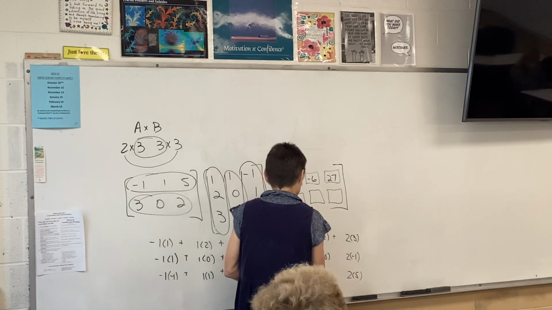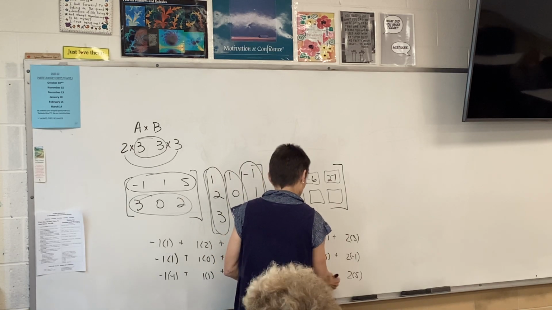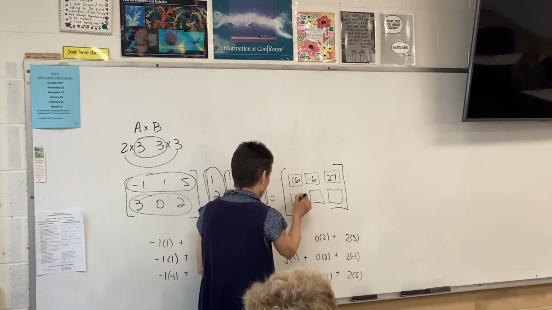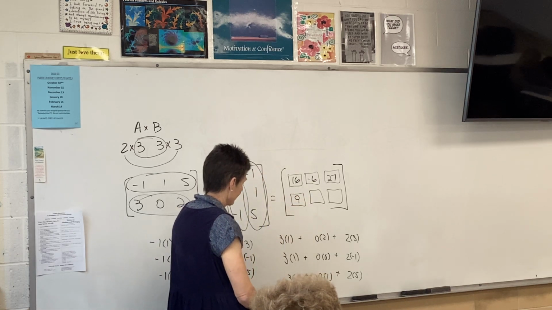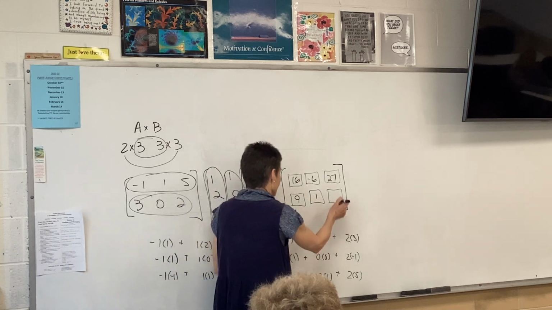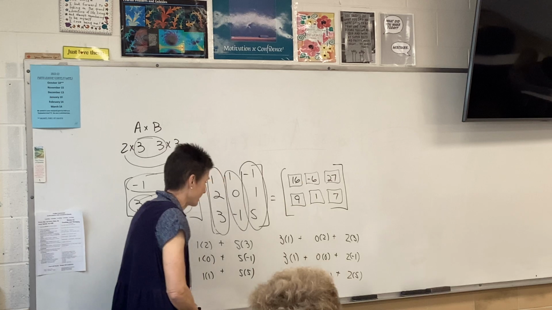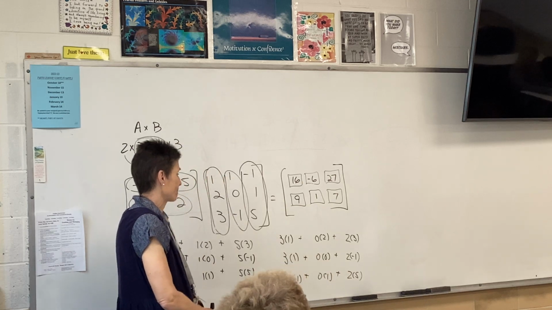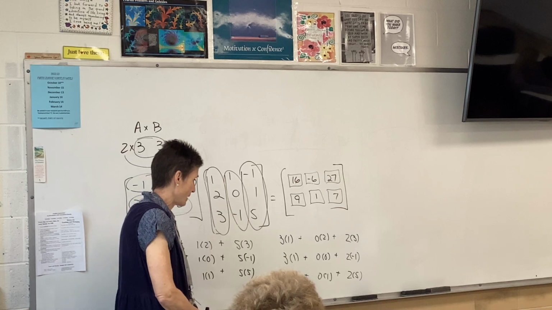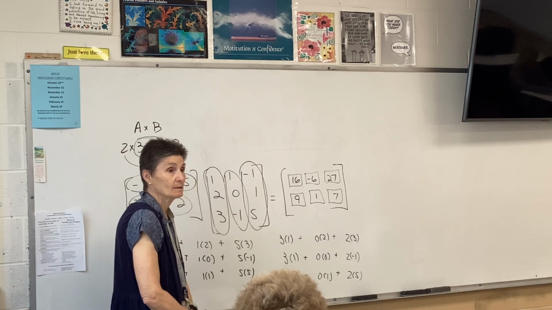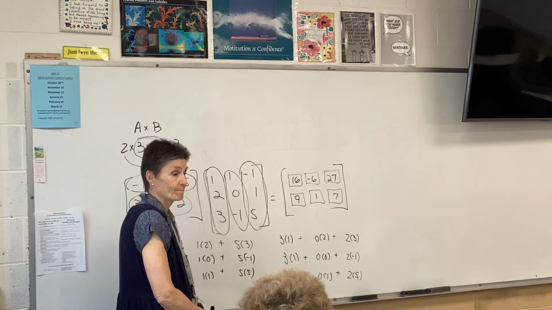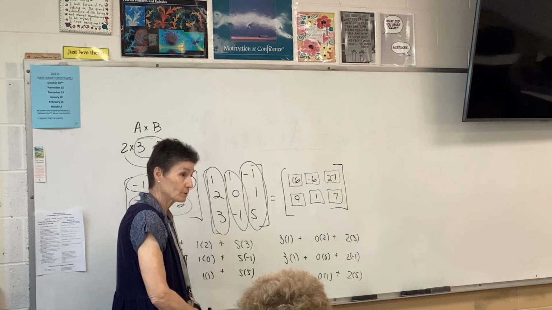All right, so what do we get? 9. 1 and 7. How do those look? Check my arithmetic. Speak up. I make mistakes a lot with my arithmetic. 7 looks right. Looks right?